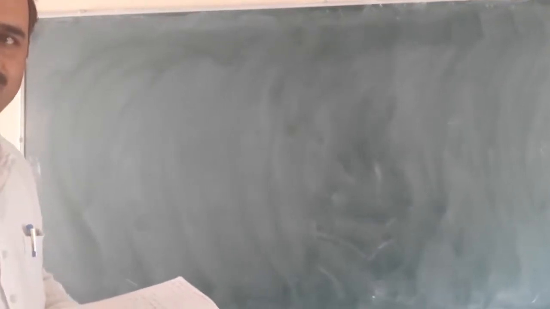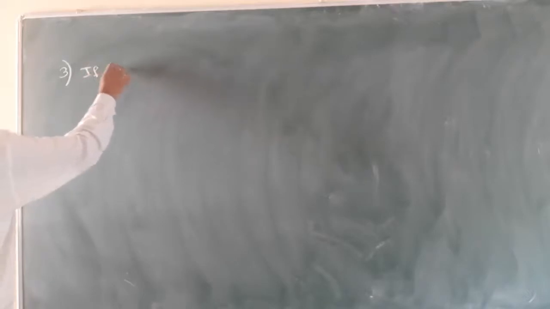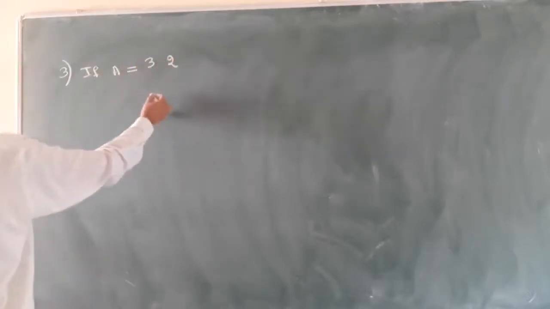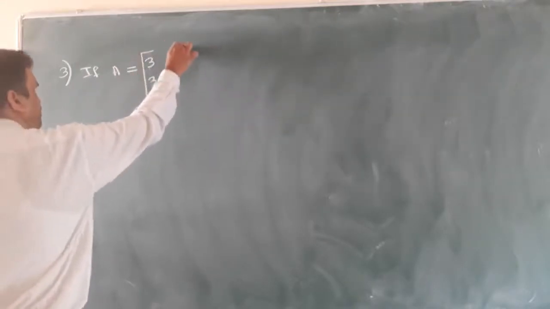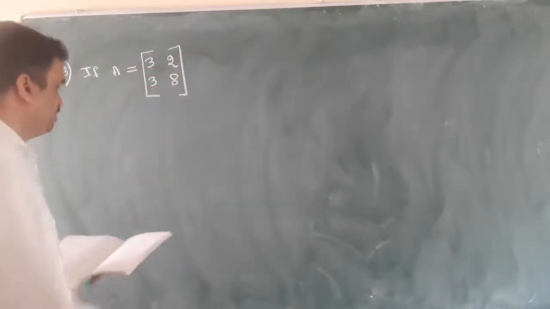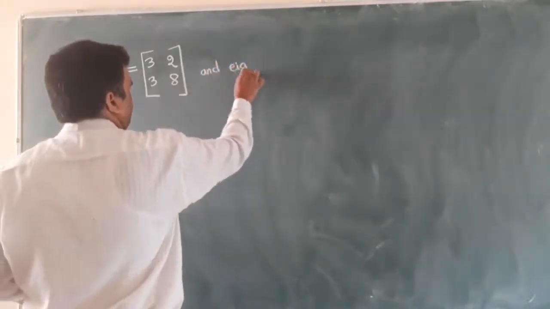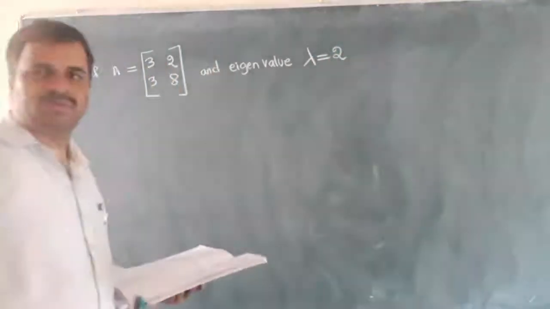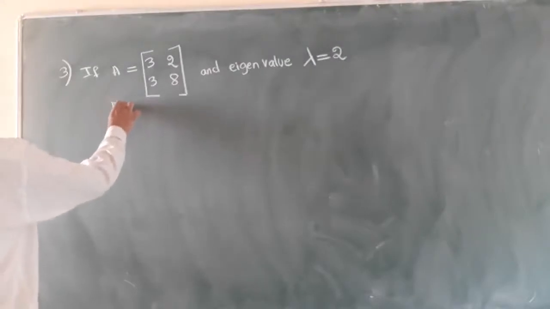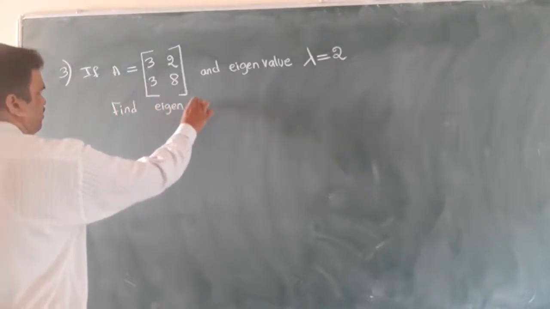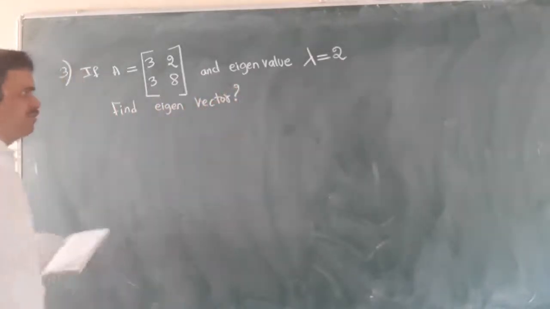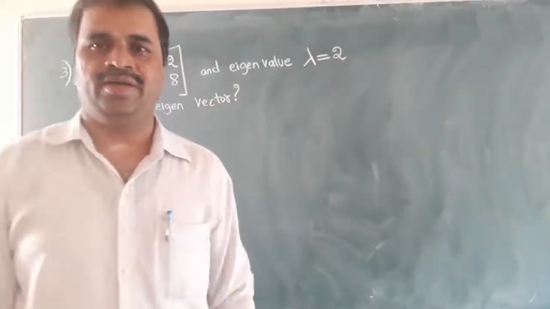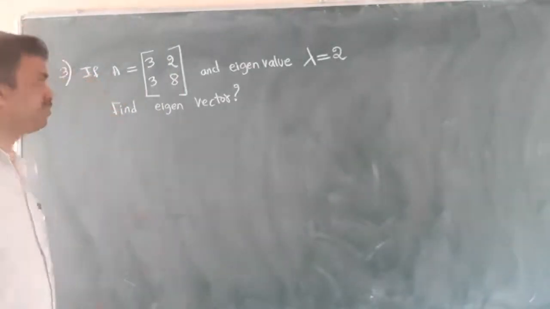Now copy question number 3. Third question: if A equal to [3, 2; 3, 8] and eigenvalue lambda equal to 2, find the eigenvector. We have to find x bar.